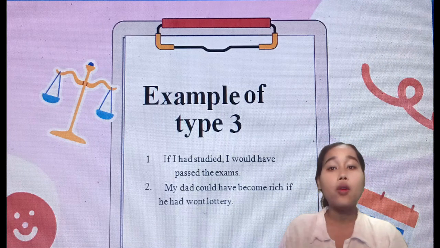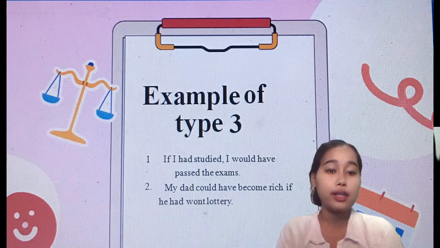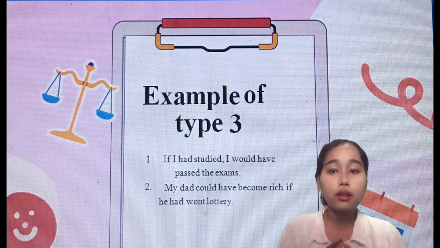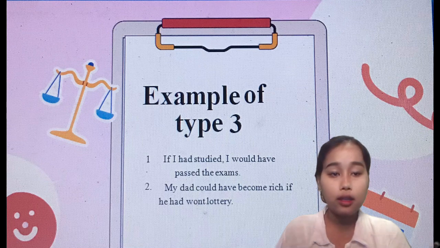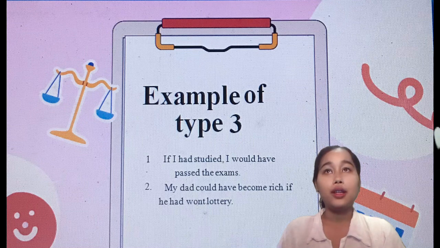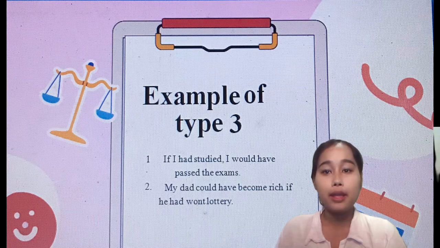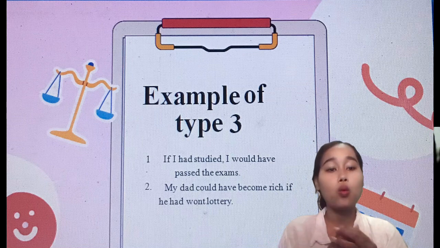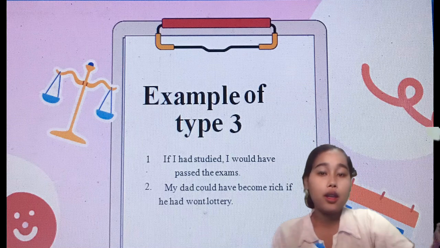Okay, now is the example of conditional sentence type 3. So the example number 1, if I had studied, I would have passed the exam. So example number 2, my dad could have become rich if he had won lottery.